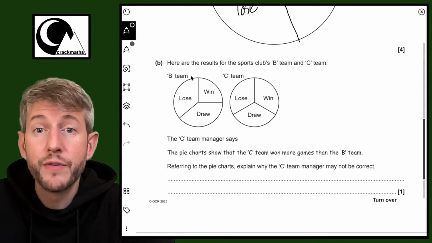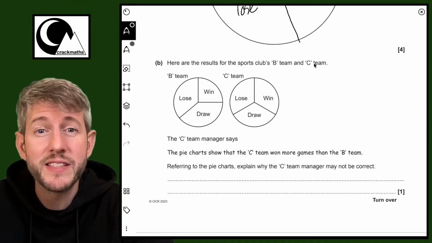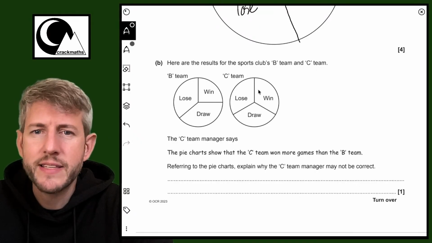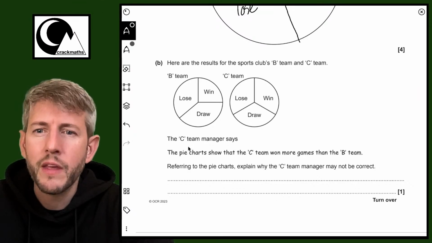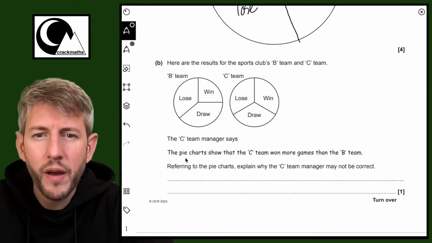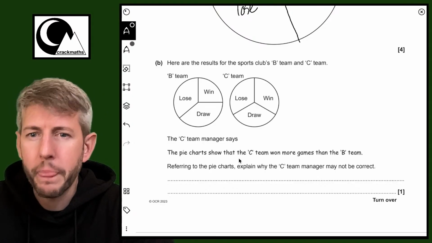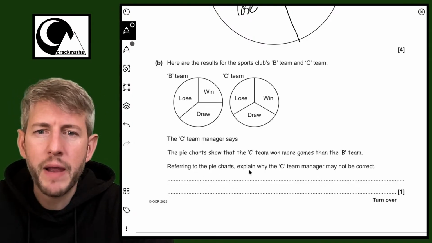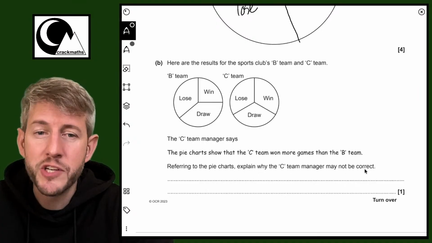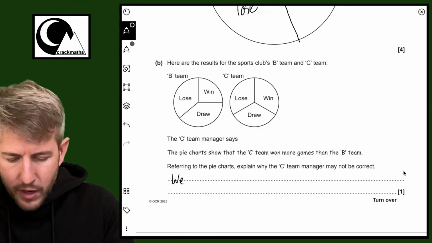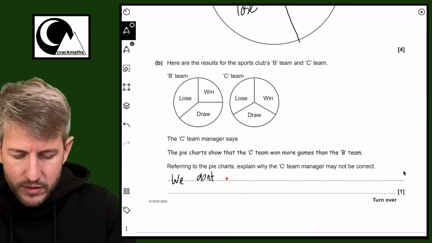Here are the results for a sports club's B team and C team. B team, win, draw, lose. C team, win, draw, lose. The C team manager says the pie chart shows that the C team won more games than the B team. Referring to the pie chart, explain why the C team manager may not be correct. He's not correct because we don't know the total number of games played.